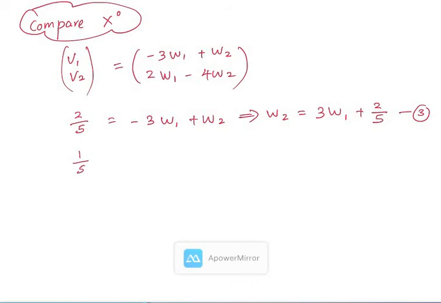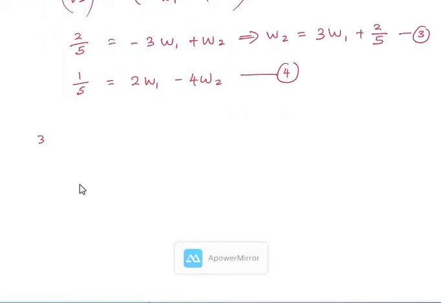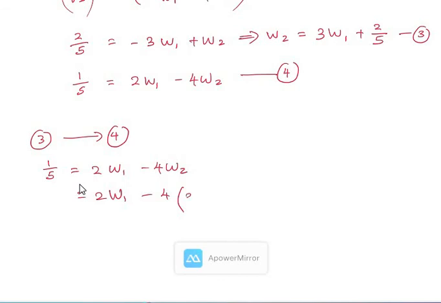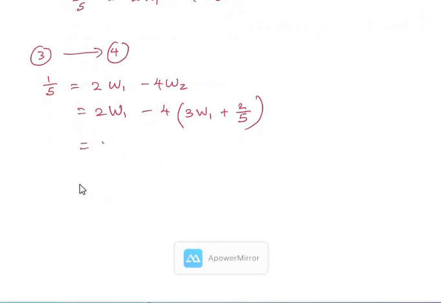And v2, you obtain 1 over 5 from the previous answer. You get 2w1 minus 4w2. This is named equation 4. So I insert equation 3 into equation 4. I get 1 over 5 equal to 2w1 minus 4w2. w2 is 3w1 plus 2 over 5. So I get 2w1 minus 12w1 minus 8 over 5.